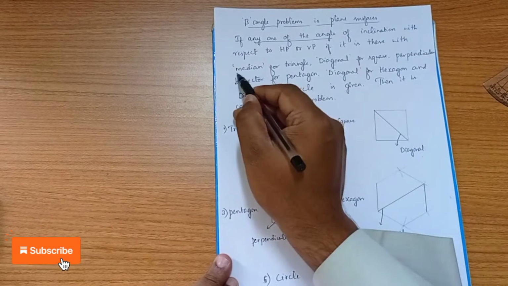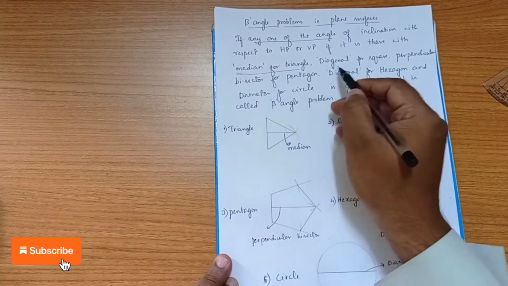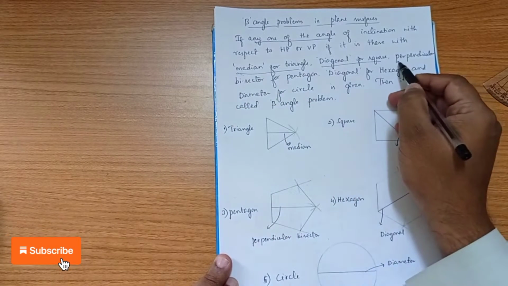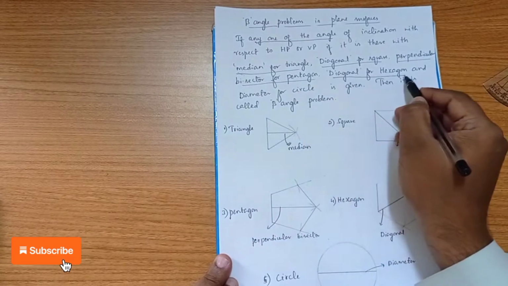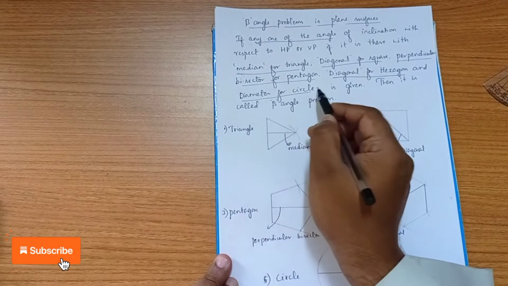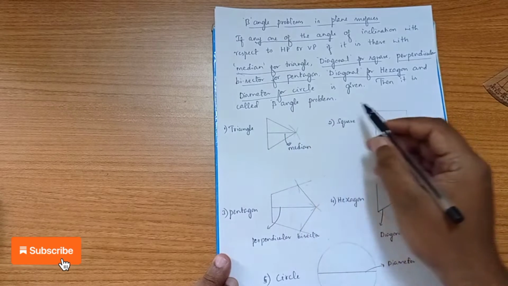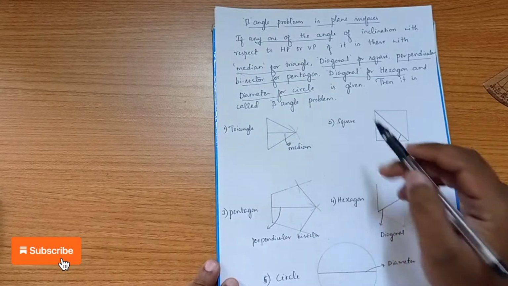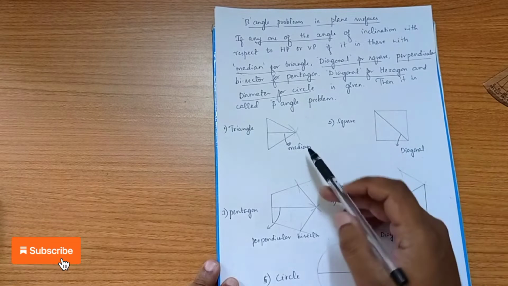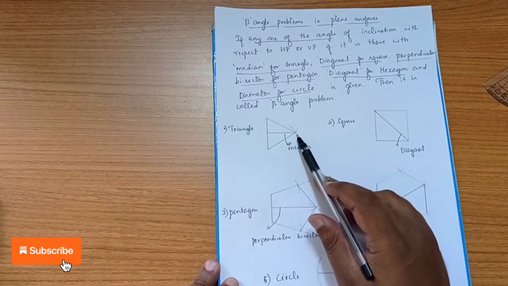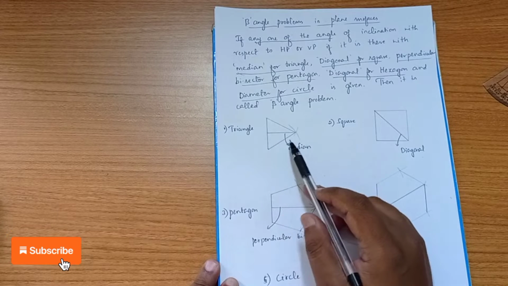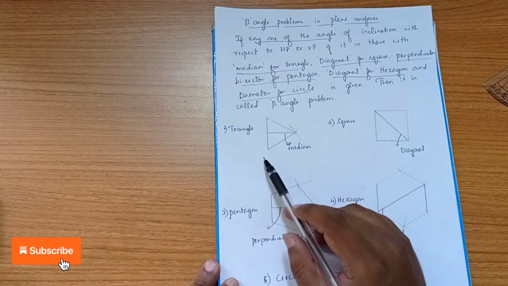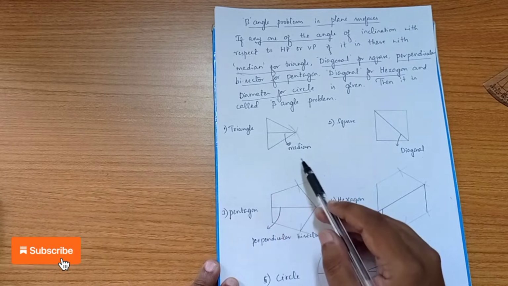You can see these words are important: median for triangle, diagonal for square, perpendicular bisector for pentagon, diagonal for hexagon, and diameter for circle. If diameter is given for a circle, then it is called a beta angle problem. In these diagrams, for a triangle, a line drawn from this corner point to exactly the middle of this side is called a median. For triangular problems, the word median will be mentioned.